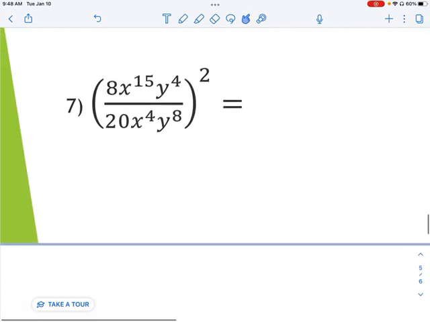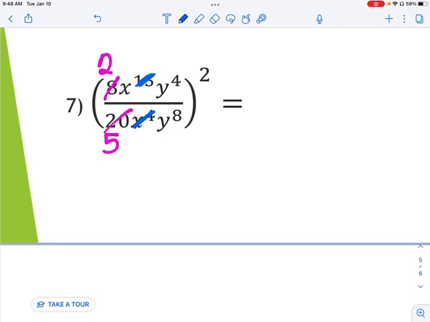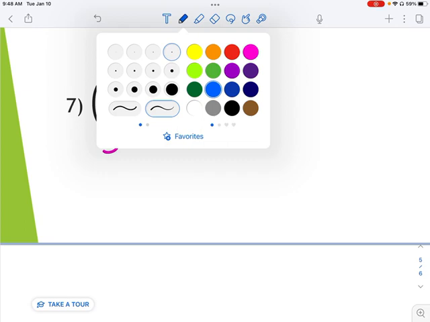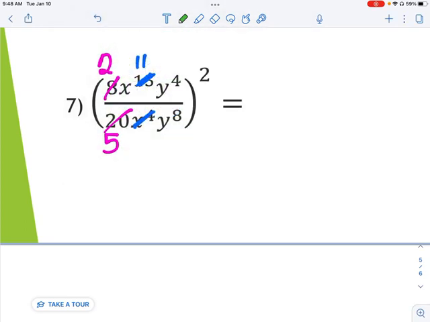Okay, number 7. So here we're going to put it all together now. So the first thing I'm going to do is look at my coefficients. Can I simplify anything? And I can. 4 goes into both 8 and 20. 4 goes into 8 2 times. 4 goes into 20 5 times. Then I look, do I have anything with my x's? I have 4 x's in the bottom. I have 15 in the top, so that's going to leave me x to the 11th. My next one is now I look at the y's. I have 4 y's in the top out of the 8, and that's going to leave me 4 in the bottom. So now, just to rewrite what we have.